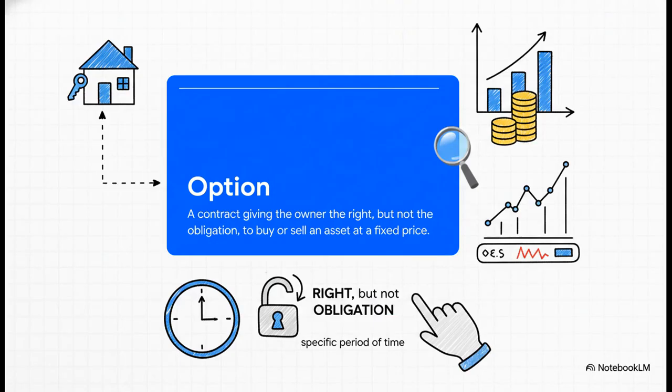That homebuyer story leads us perfectly into the official textbook definition. An option is just a contract that gives the owner the right, but not the obligation, to either buy or sell something, an asset, at a fixed price, which we call the strike price, for a set period of time. It's the same exact principle we just talked about with the house.